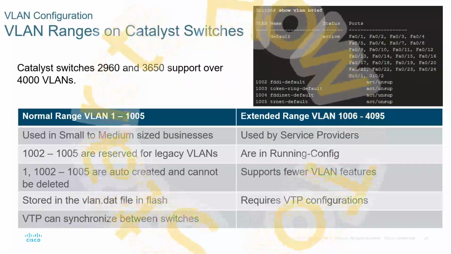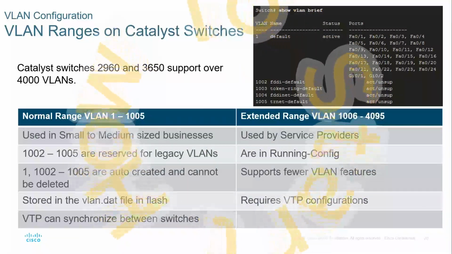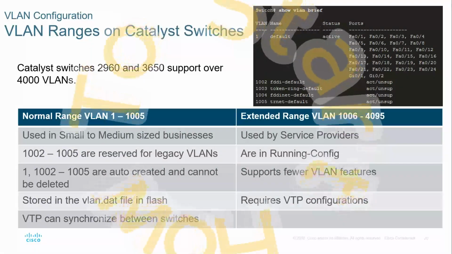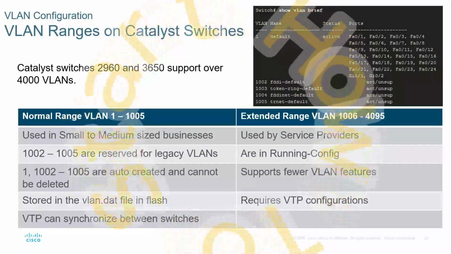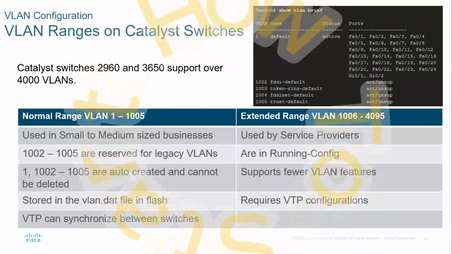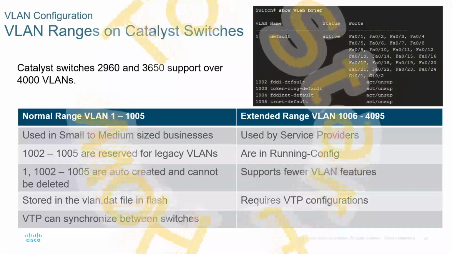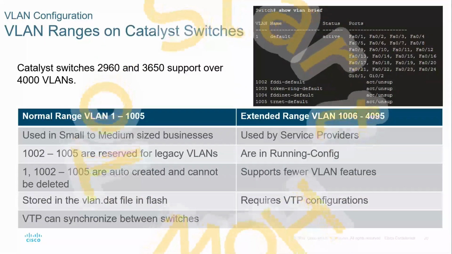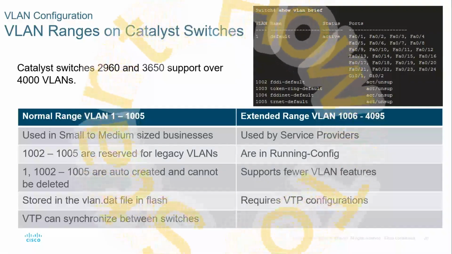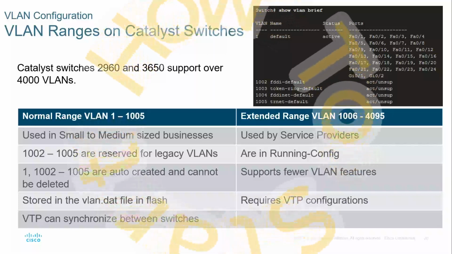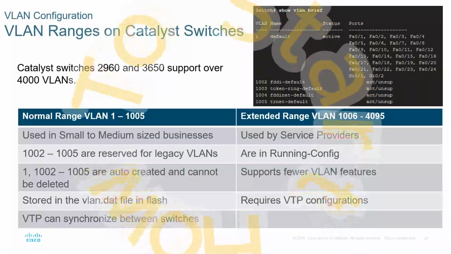Keep in mind, I understand it's 1,005, but 1,002, 3, 4, and 5 are predefined VLANs that we don't really use anymore. Those are going to be things for like an FDDI, token ring, and things of that nature that are outside the scope of what we deal with, and realistically are old dying technologies. So the normal VLANs we use for small and medium businesses because again they don't need 1,000 VLANs. Again, 1002 through 1005 are reserved for legacy VLANs. They're auto-created. You cannot delete them. You cannot modify them.